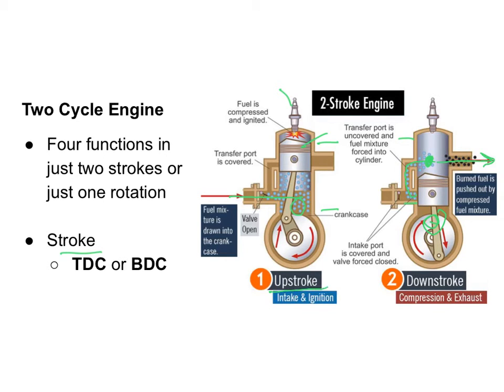So in the upstroke, when the piston is moving to top dead center, you both have intake, where you have your air-fuel mixture coming into the engine. You have your ignition, where a different air-fuel mixture is being ignited by the spark plug. And then in the downstroke, as the piston moves down, you have compression and exhaust happening at the same time. So the four-stroke engine process is happening, but only in just two strokes of the piston.